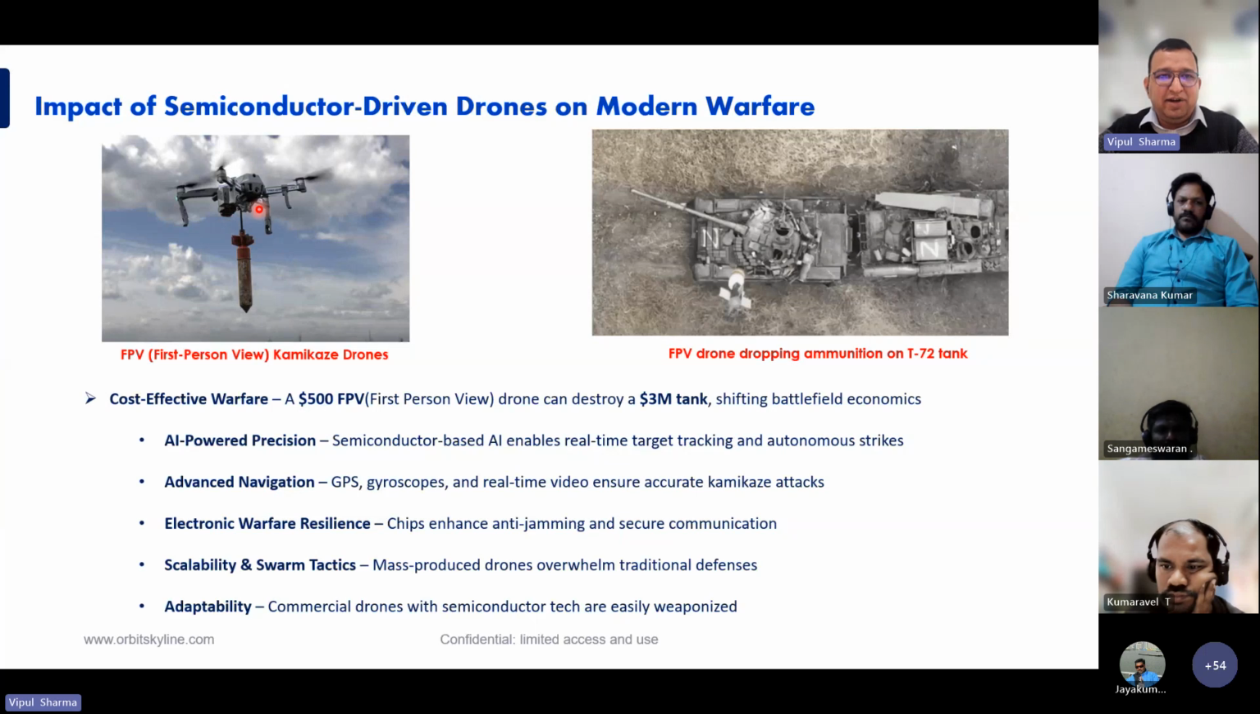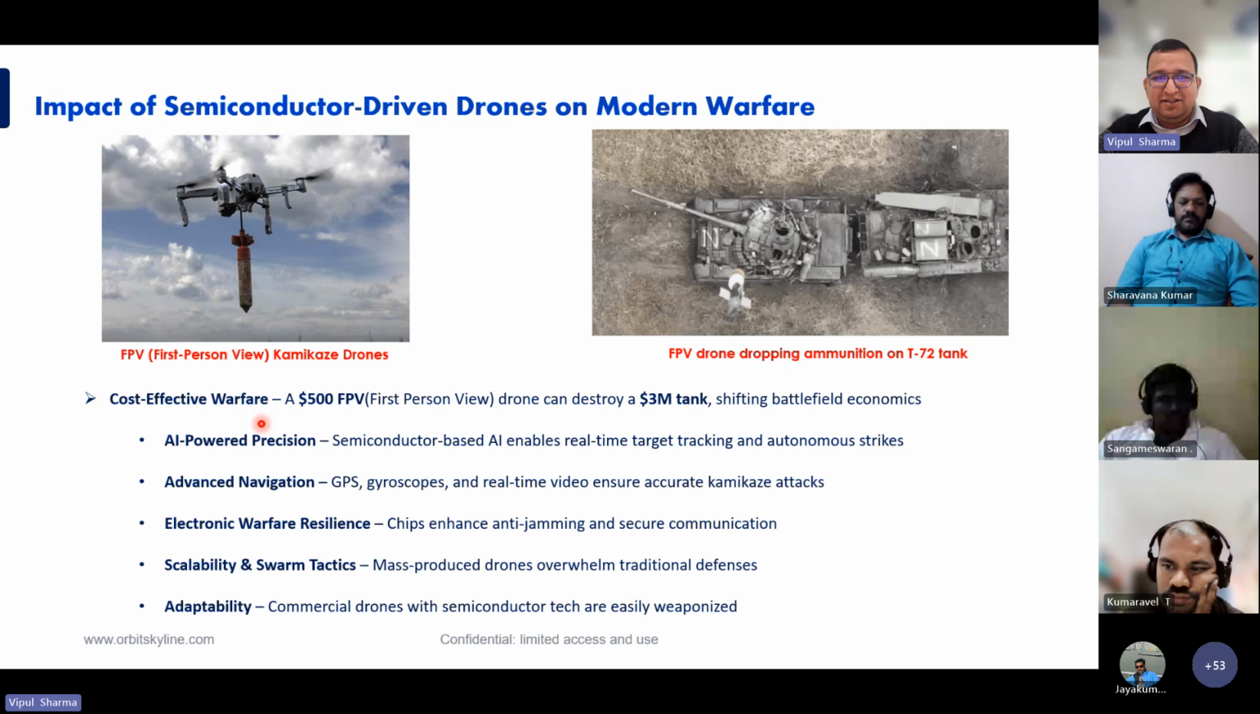They basically converted it into this form. They put a small bomb over it, and they used to take it over the locations of the Russian tanks. This is a T-72 tank, a $3 million tank, and just on the top of it, they used to drop this bomb, and this tank used to get damaged. So this way, they damaged a lot of tanks.